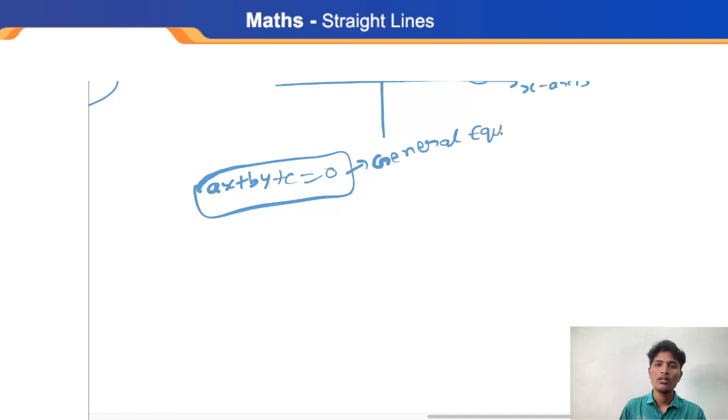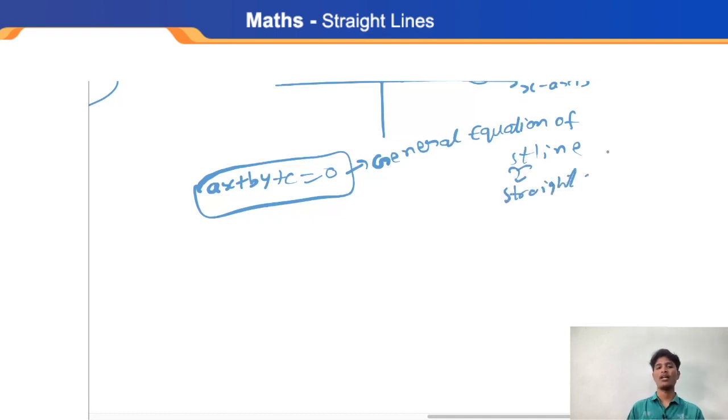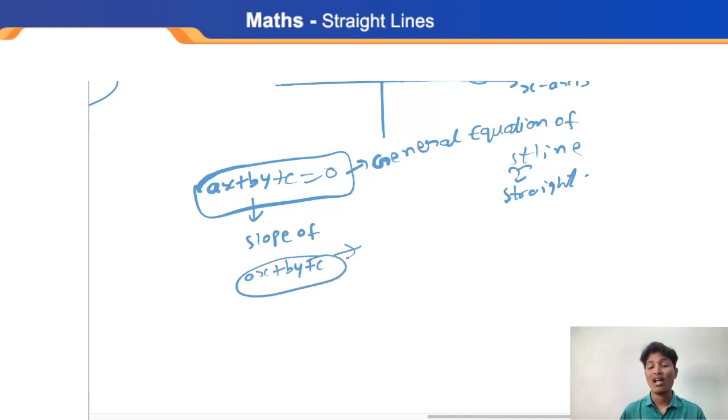General equation of straight line. ST is nothing but short form of straight. ax plus by plus c is equal to 0 is a straight line. Now, what is the slope of this line? Slope of the line ax plus by plus c. What is the slope? I already said how to calculate.